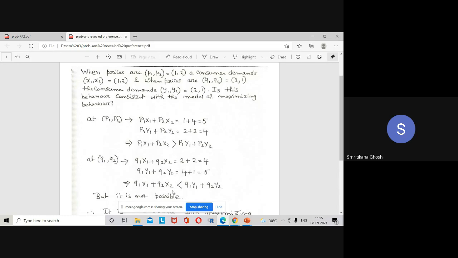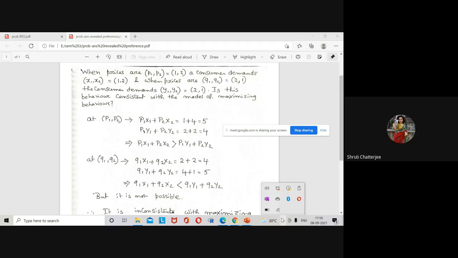If this inequality is true, that means y1, y2 is on the budget line and x1, x2 is below the budget line. So definitely the consumer will choose y1, y2. So y1, y2 is directly revealed preferred to x1, x2 given this inequality. Is it okay? Yes, ma'am, okay.